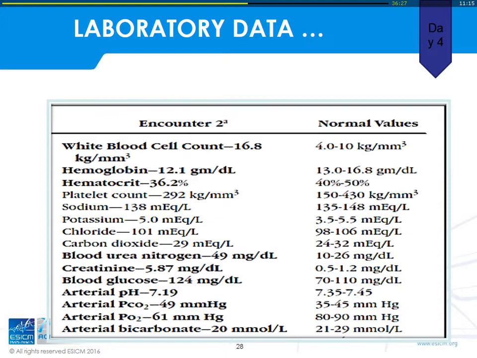No. It's a 249. Still livable. Arterial bicarbonate 20. Why is the patient asking all this? Why is creatinine so high? What the hell did you do to his kidney? Yeah, it's uncompromising.